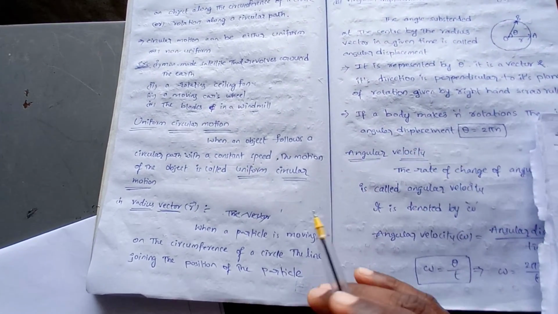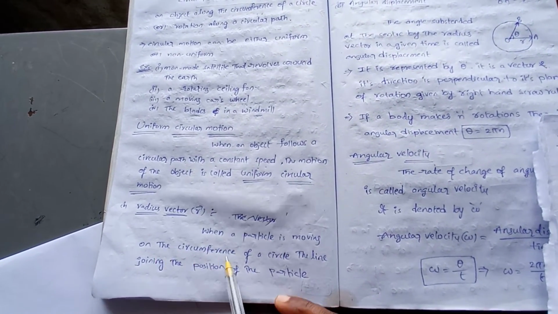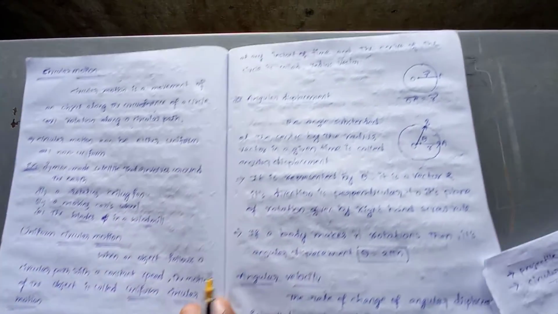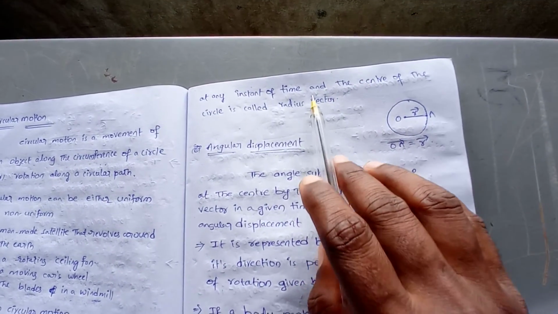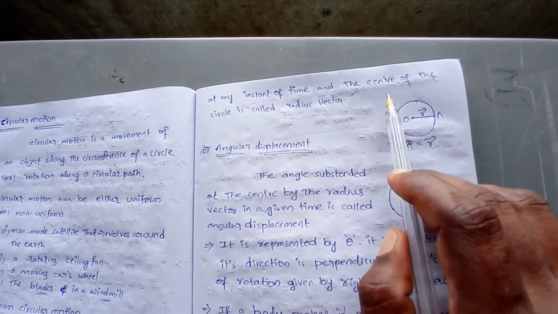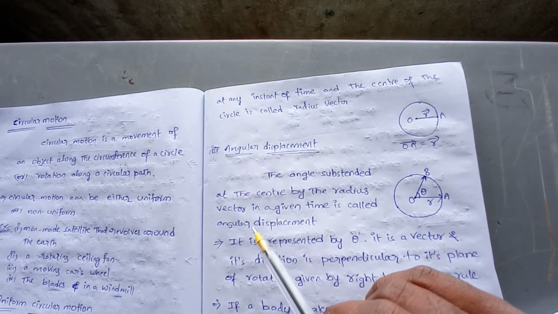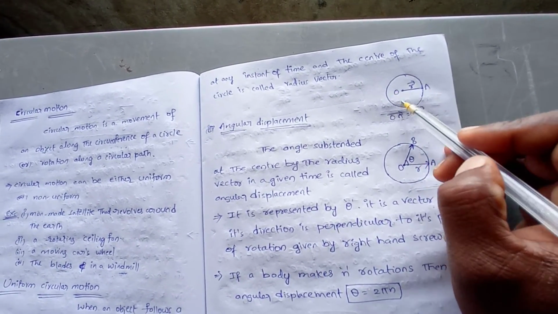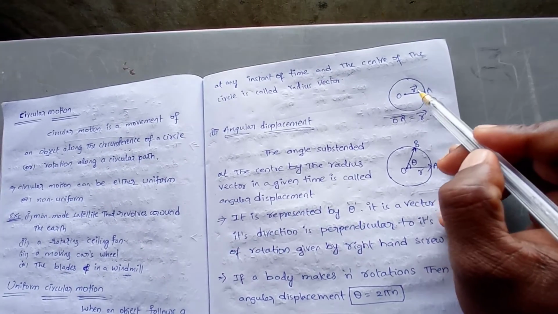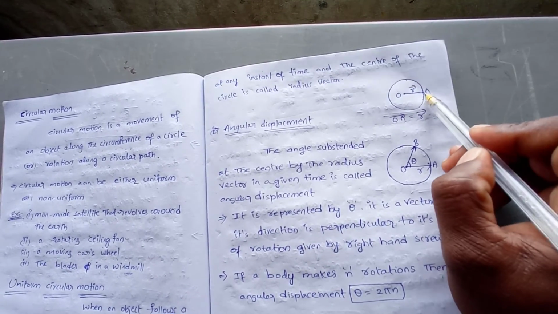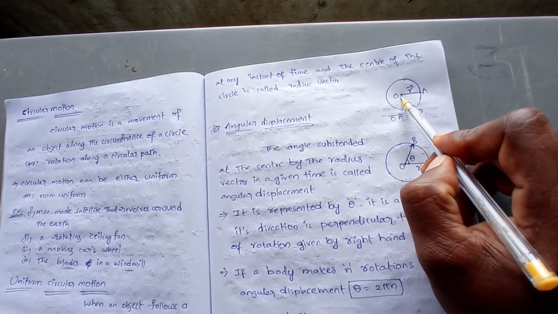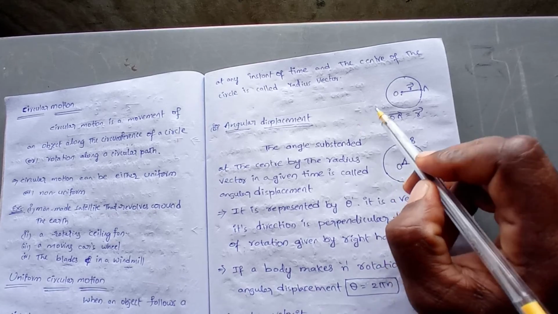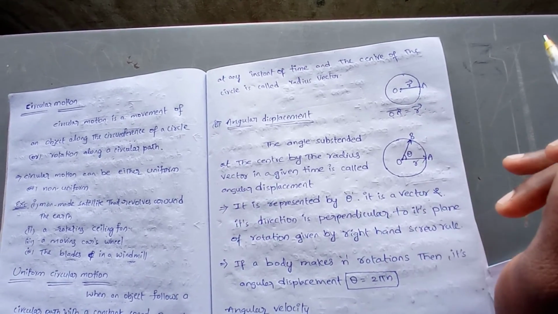Okay, what is the definition here? When a particle is moving on the circumference of a circle, the line joining the position of the particle at any instant of time and the center of the circle is called radius vector. So when a body or even an object performs circular motion, the line joining the position of the object and the center of the circle indicates the radius vector. Radius vector OA equal to R.